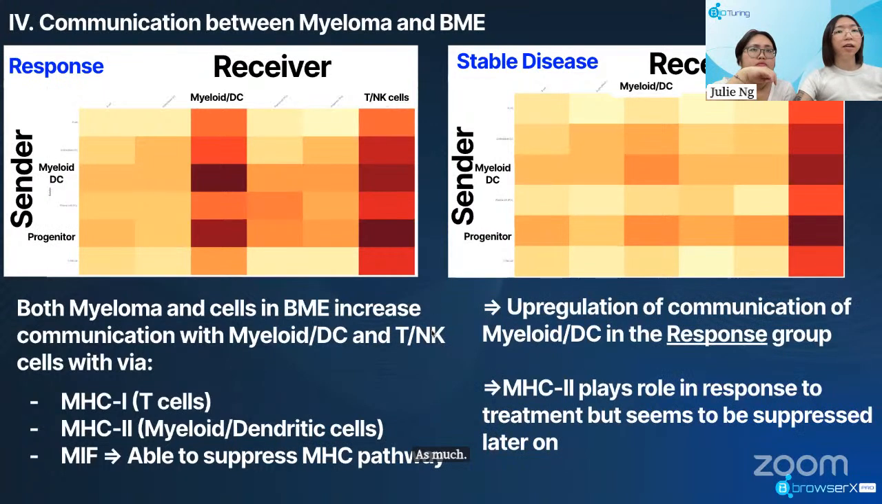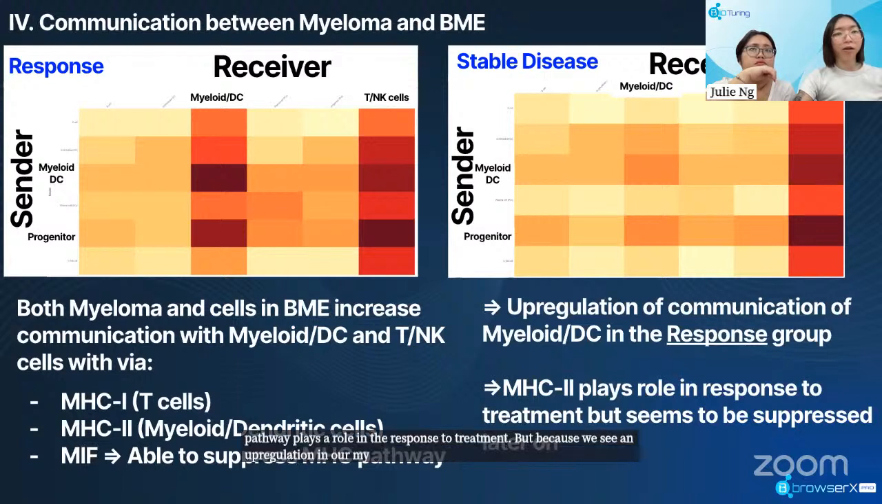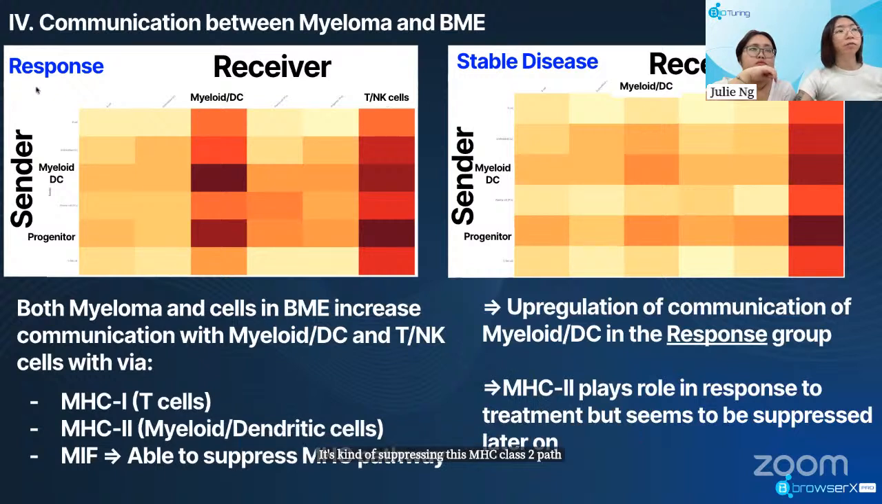And so given that, the upregulation of communication in myeloid dendritic cells in the response group means that the MHC class 2 pathway plays a role in the response to treatment. But because we see an upregulation in our MIF pathways as well, it's suppressing this MHC class 2 pathway, which leads to being responsive to treatment. Okay, so I hope this communication between cell types partly explains the situation in the relapse group.